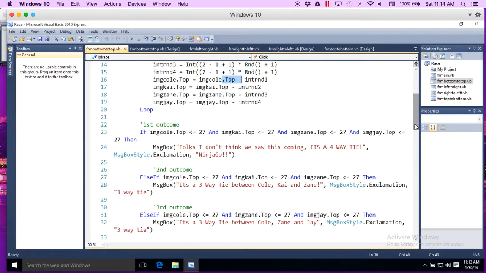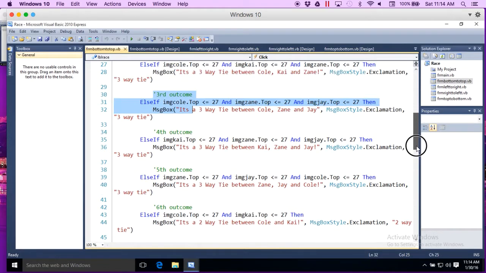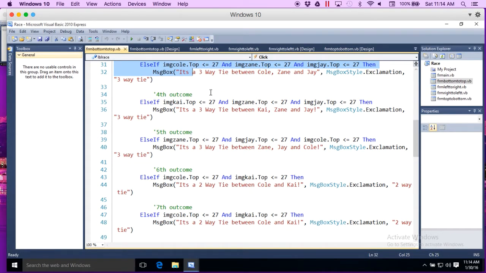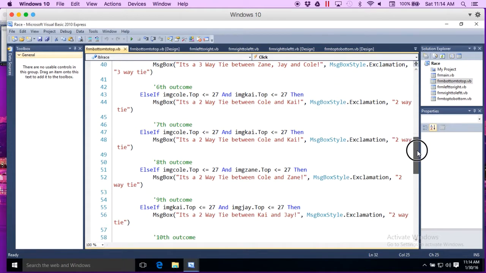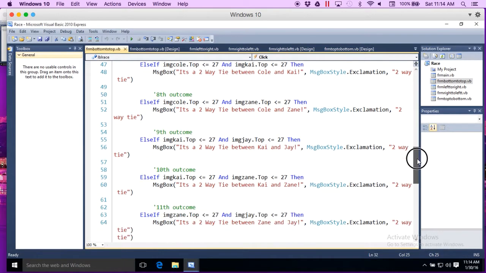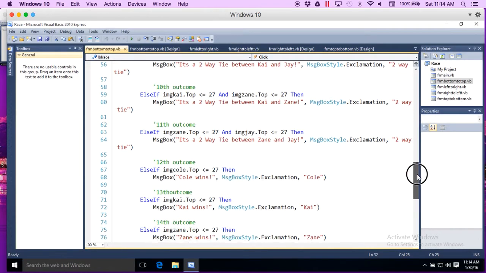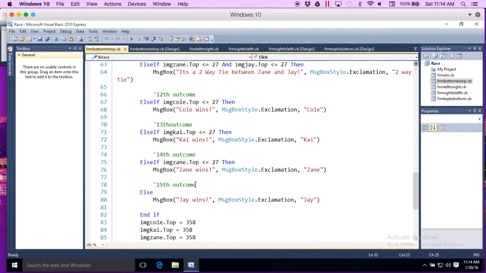Then your arguments. What can you have first? You could have a 4-way tie. Then 3-way ties. 3 3-way ties, then a bunch of 2-way ties. You can just go down there and look at all the possible outcomes, and then the winners, the 15th outcome. Same like the other races.